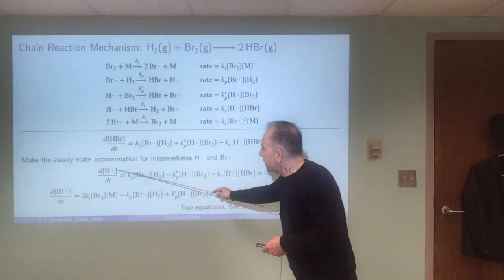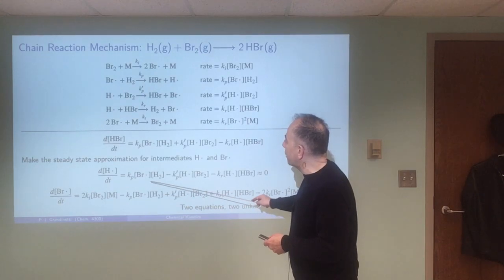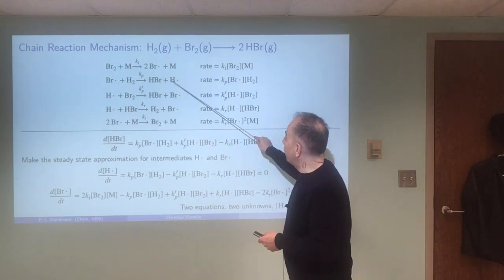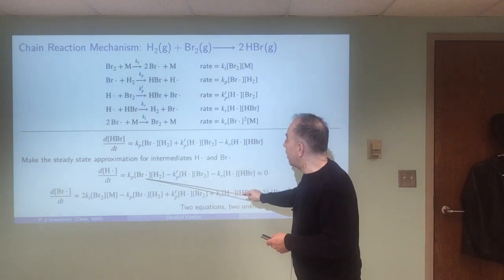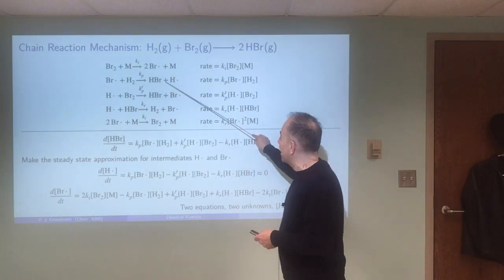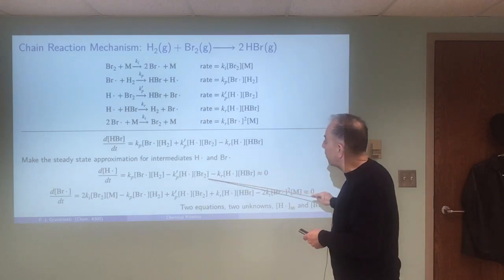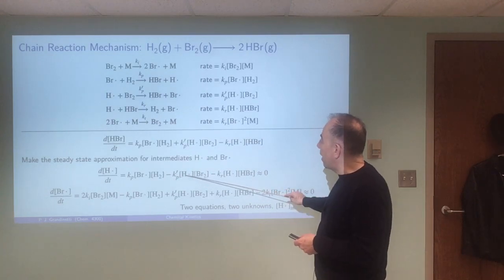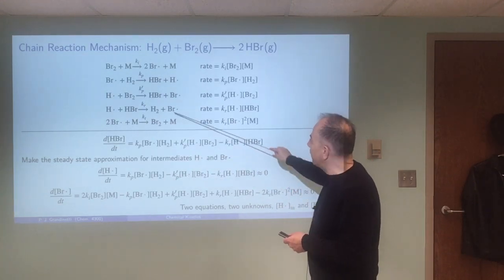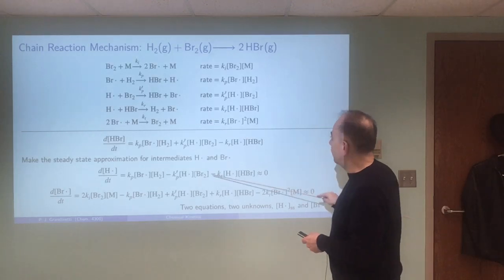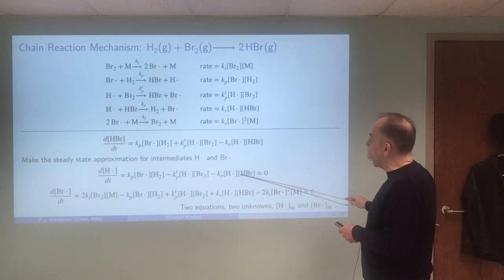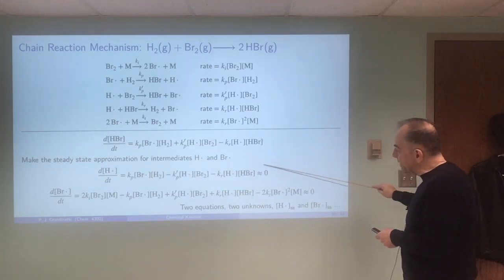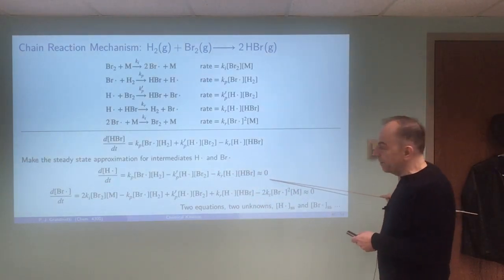So again, let's look at that one here. So H radical shows up here, here, and here. So for the formation of the H radical, it's Kp Br radical H2. That comes from this reaction. And then we lose the H radical here in this reaction. So that's going to be minus Kp prime H radical Br2. And then we have this case here where we lose the radical, minus Kr H radical HBr. And that's one of our intermediates. We make a steady state approximation. We're going to set that equal to 0.